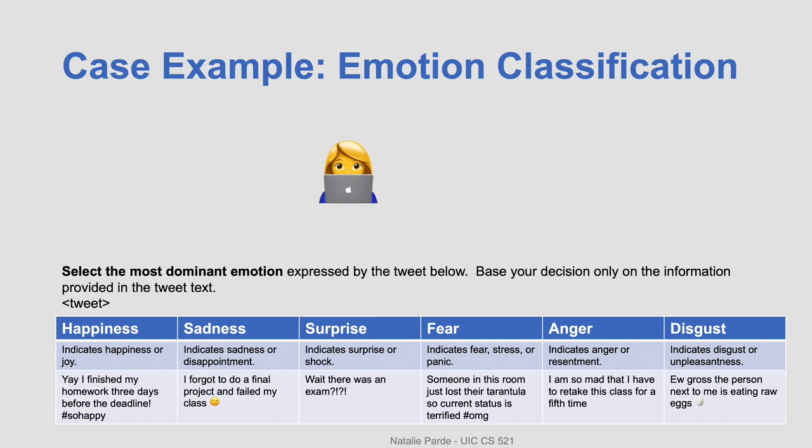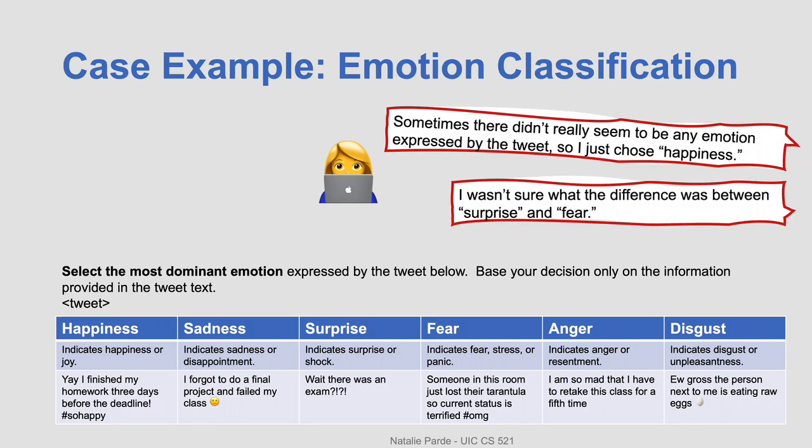She asks her annotators for feedback on the task to get a sense of what may have gone wrong, and compiles their responses. Their feedback is insightful and quite useful. One of them indicates that they just chose happiness as a default when they couldn't really detect any emotion in the tweet, and the other indicates that they had trouble distinguishing between whether tweets expressed surprise or fear.